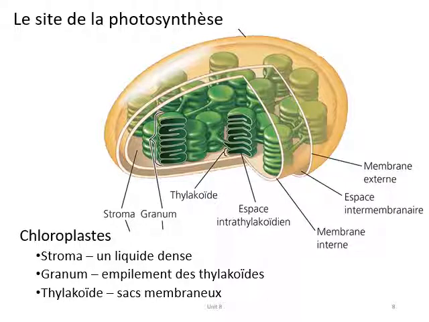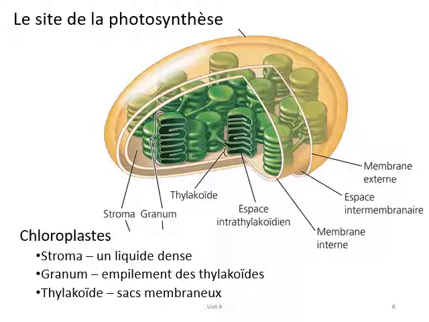Where does cellular respiration take place? It takes place in the mitochondria. Where does photosynthesis take place? It's a different structure called chloroplast. There are many chloroplasts within each plant cell. We can find 500,000 chloroplasts per square millimeter of leaf.